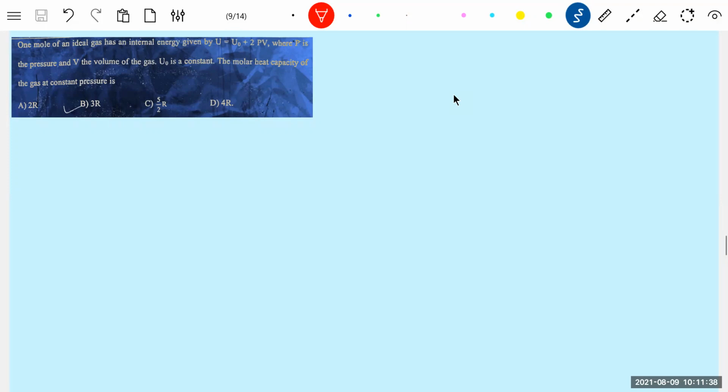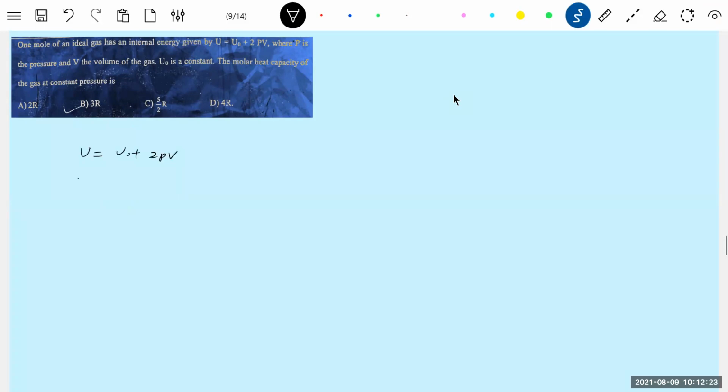The internal energy of the gas. 1 mole of ideal gas has internal energy given by U equal to U naught plus 2 PV, where P is the pressure and V is the volume of gas, U naught is a constant. The molar heat capacity of the gas at constant pressure is. Now internal energy is given for us, U naught plus 2 PV. U naught is some constant.